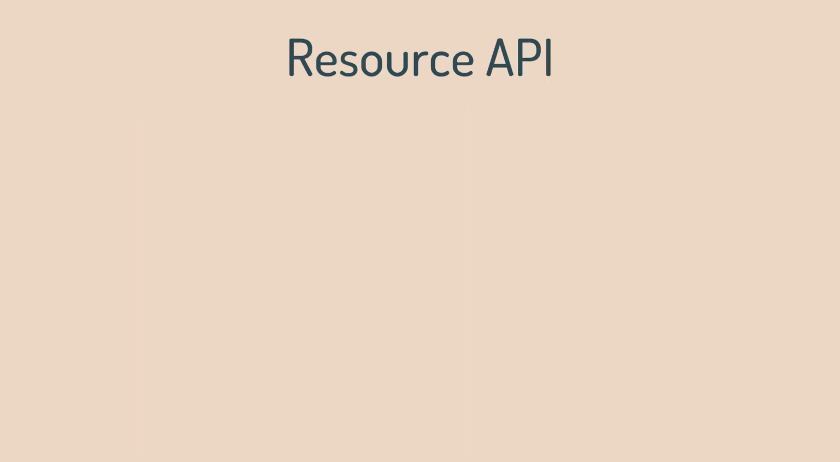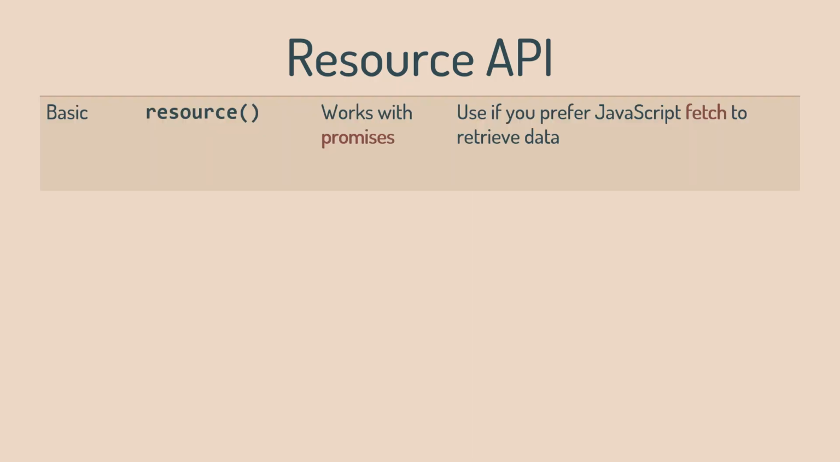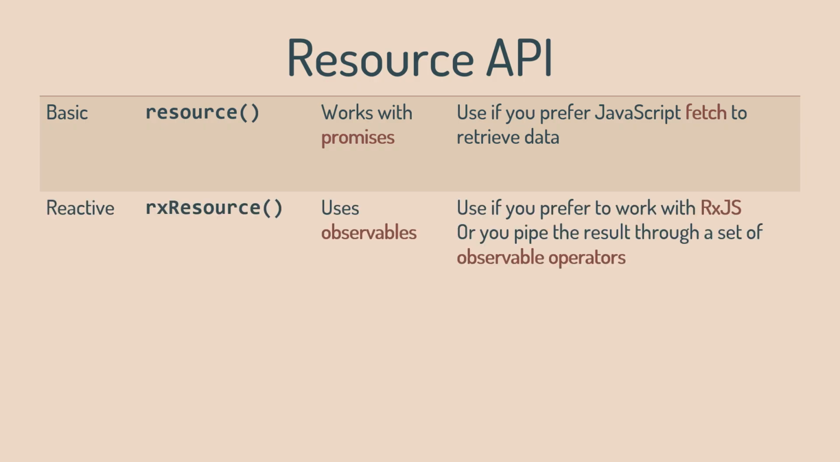At the time of this video, the Resource API offers 3 methods. Use the one that best matches how you work with data. Basic. The resource method works with promises. Use this option if you prefer the JavaScript fetch technique for retrieving data. Reactive. rxResource uses observables. It automatically emits the first result from the observable into a signal. This is perfect if you prefer to work with RxJS, or you pipe the result through a set of observable operators, such as map, merge map, or fork join.